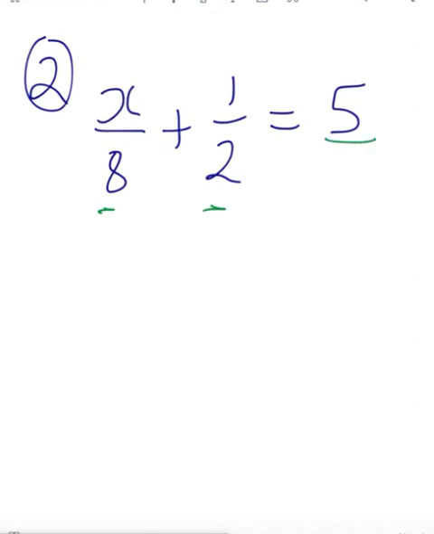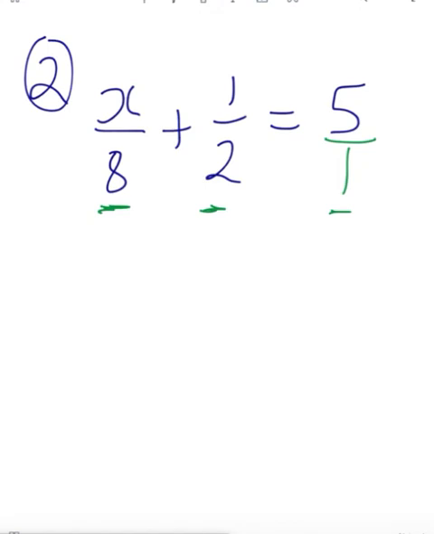5 is really 5 over 1. So technically, every number can be written in fraction form. So we have 3 fractions, and that means we have 3 different denominators. Can I make all the denominators the same quite easily? Yes, I can. I'm not dealing with large numbers. I know 8, 2, and 1 can all be turned into a multiple of 8.